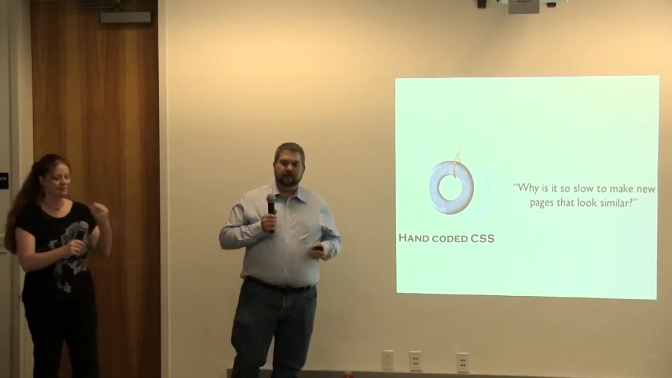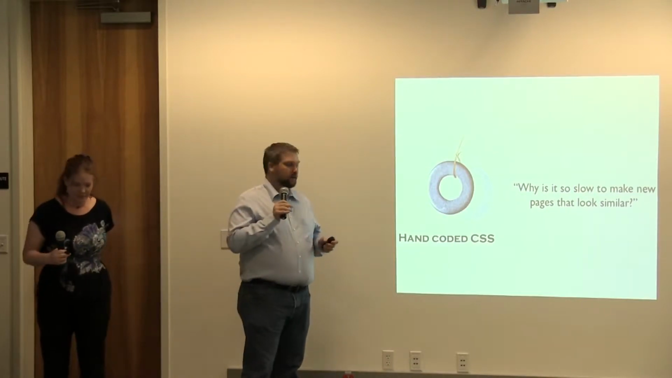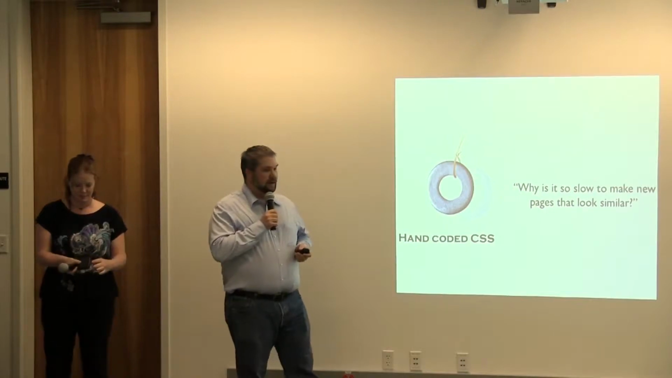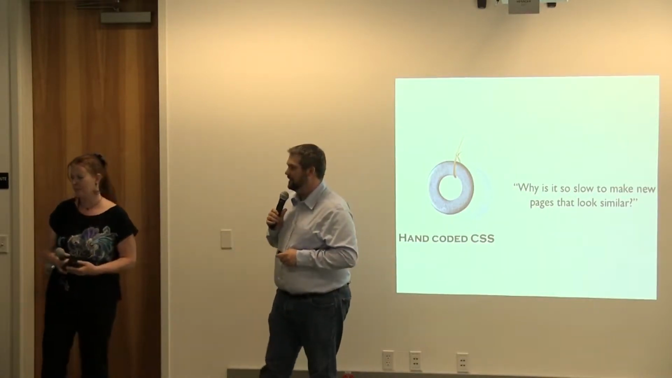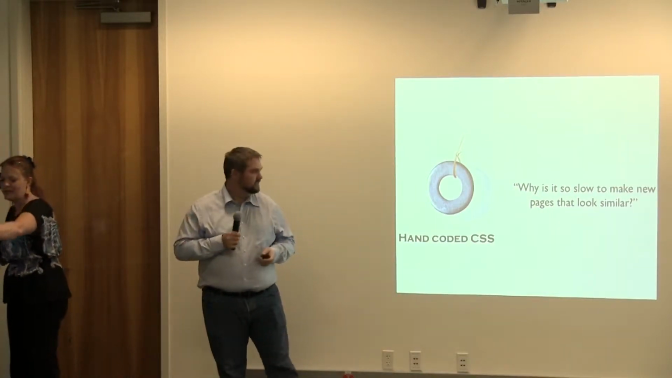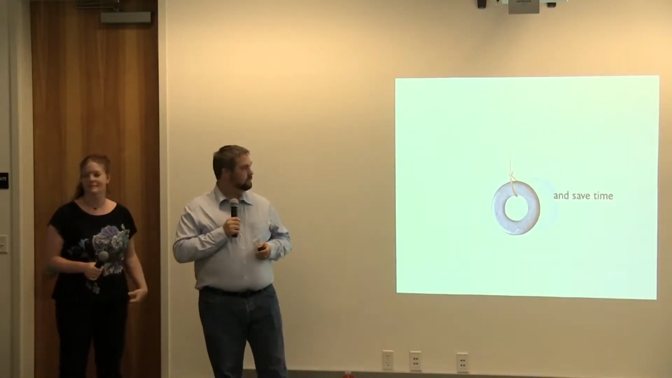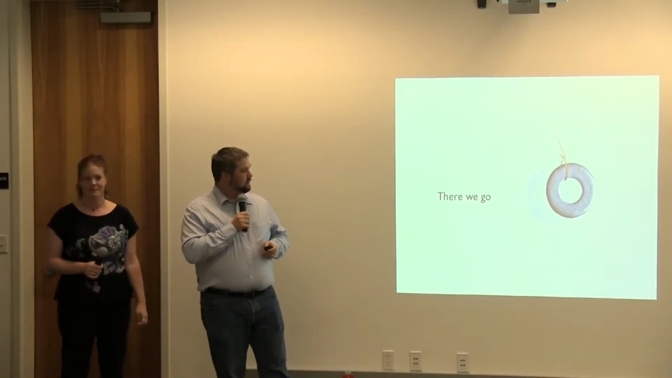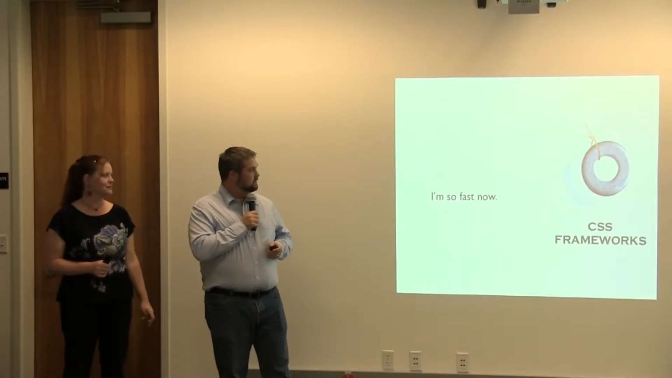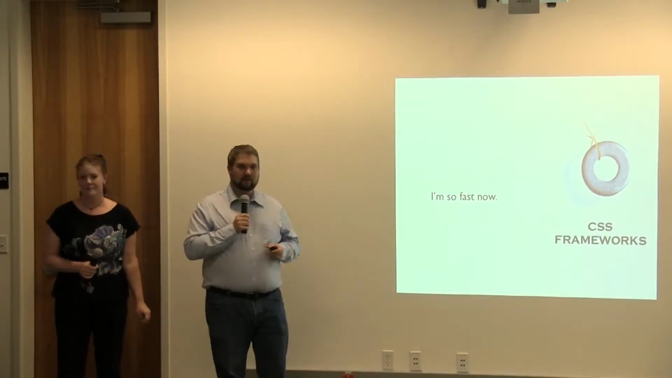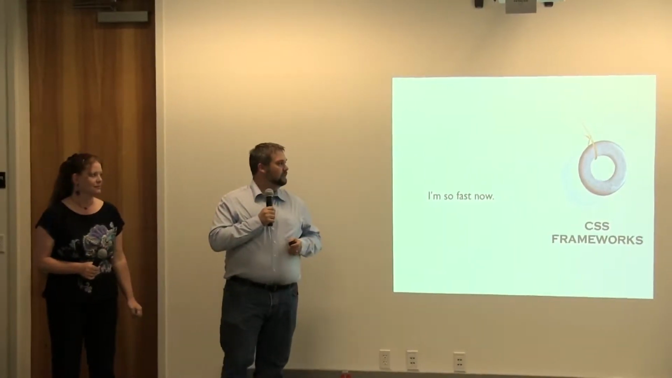When we first started, I was writing a bunch of hand-coded CSS, and I would hear the designers ask questions like, why is it so slow to make new pages that look similar to each other? It was a good point. I guess I needed to start doing more class name reuse and things like that to save a bunch of time. And I was really happy because I found this CSS framework called Blueprint and started using it. I was so fast, I could just crank out web pages like nobody's business.